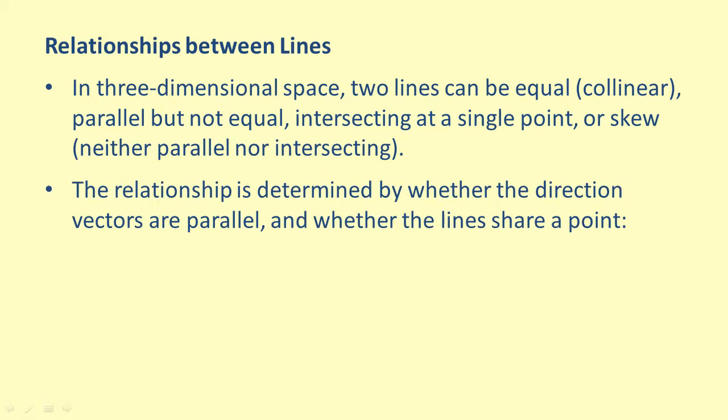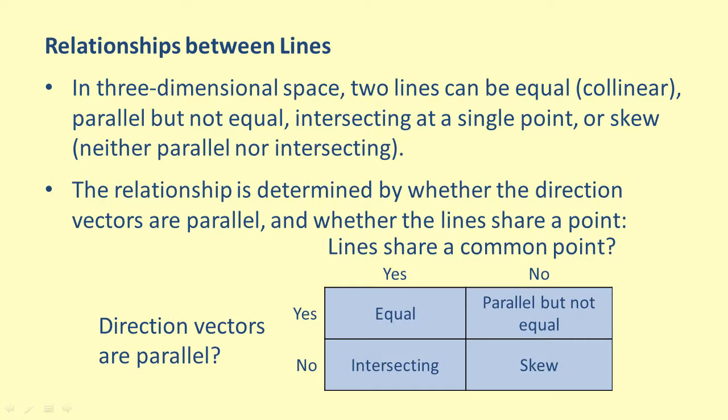The relationship between two lines is determined by answering two questions. Are the direction vectors parallel? And do the lines share a common point? The table tells us that the relationship between the lines is uniquely determined by the answers to those two questions.